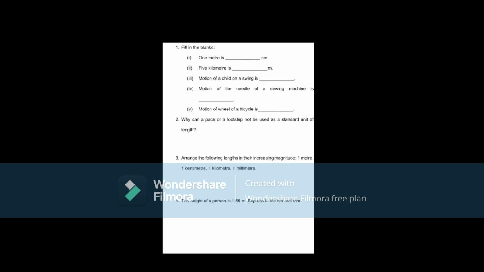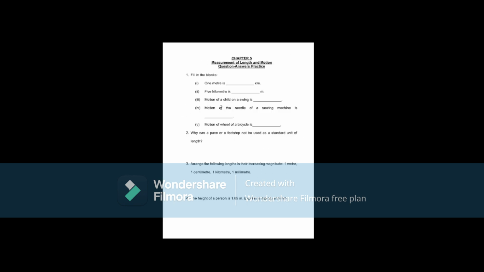Today we will do question answers for measurement of length and motion, chapter 5, class 6 NCERT book. These are the extra questions that have been made from within the chapter. So first question is fill in the blanks. 1 meter is, as you know, we have seen in the chapter, 1 meter is 100 centimeter. 5 kilometers is 5000 meters.